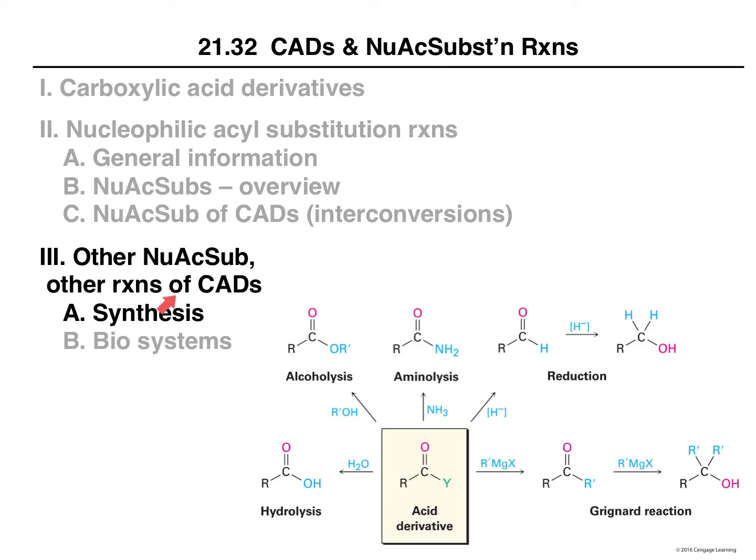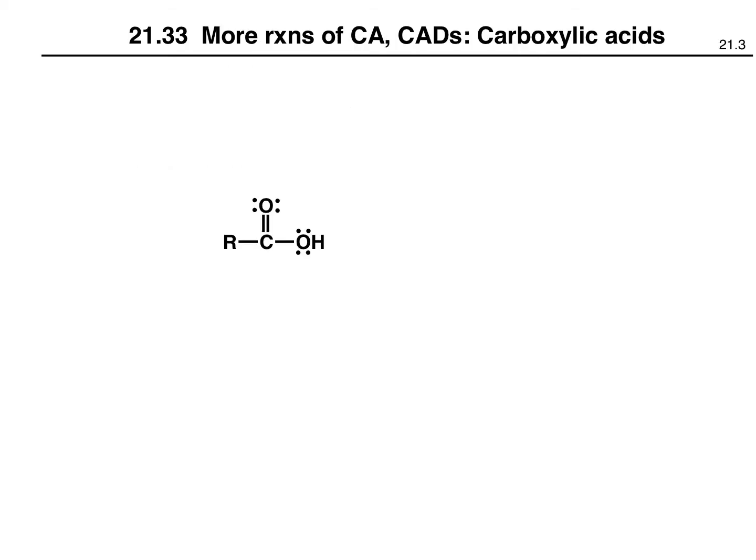Next, we're going to look at other reactions of carboxylic acid derivatives, including other nucleophilic acyl substitution that's not just the interconversion between the derivatives, but other types of reactions. In this video, we're going to talk about carboxylic acids themselves, as well as acid halides and anhydrides. Now let's try to pull together everything we've seen in terms of carboxylic acids.